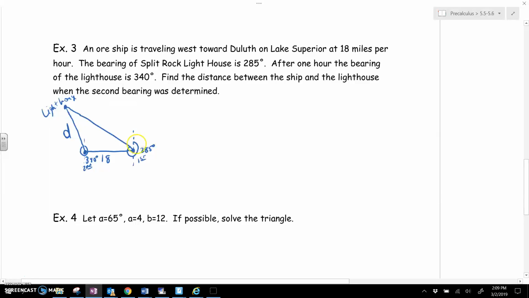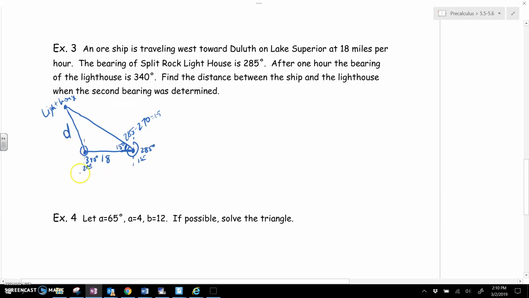Now I know the 285 gets me all the way to here, but I just want to know this little piece. So I know just to this line, it's 270. So to find that angle, I did 285 minus 270, which gives me 15. So this angle is 15 degrees. When you're finding your degrees given bearings, we did this a little bit last chapter, but you just kind of have to start piecing things together.